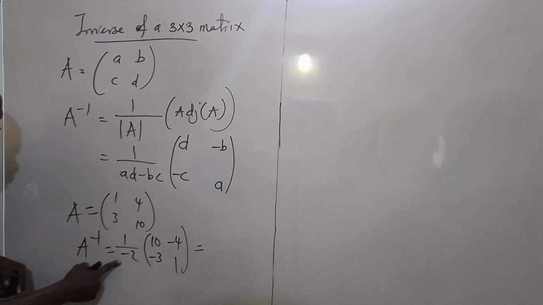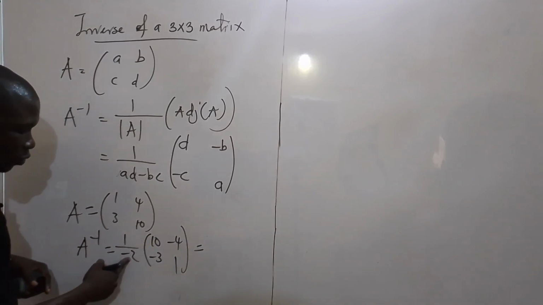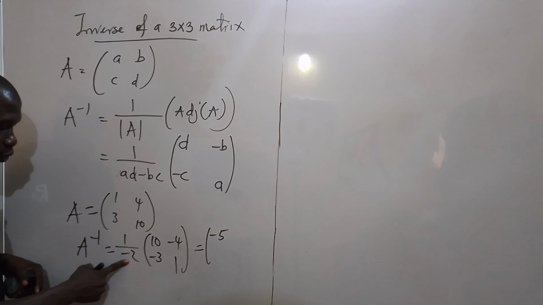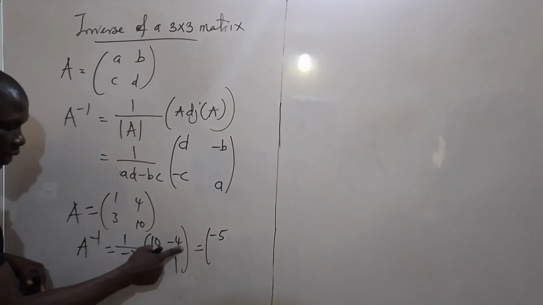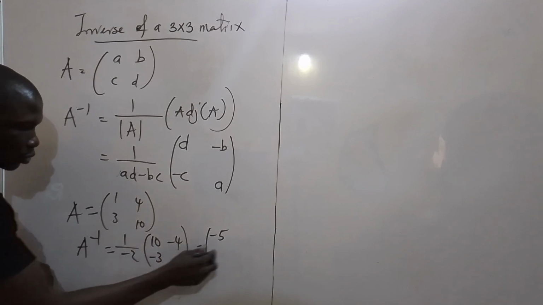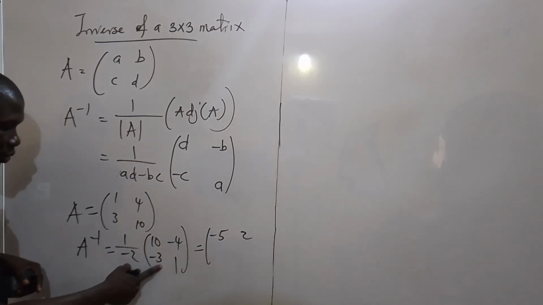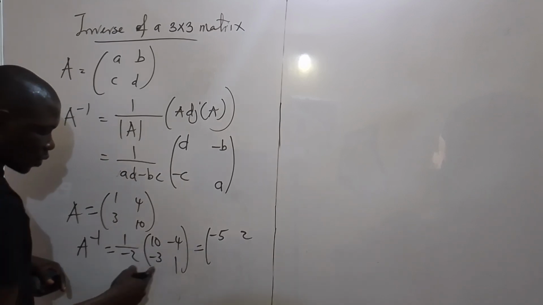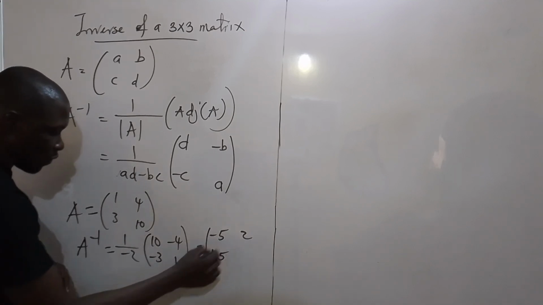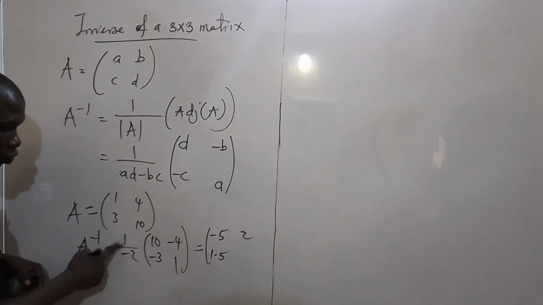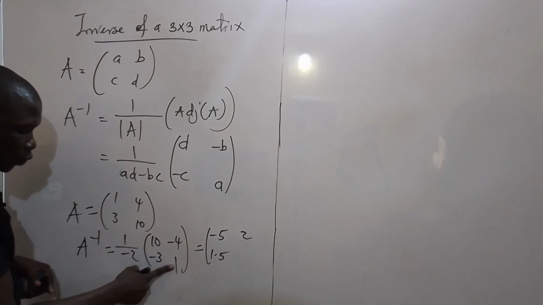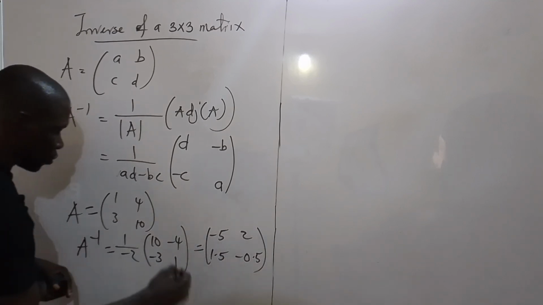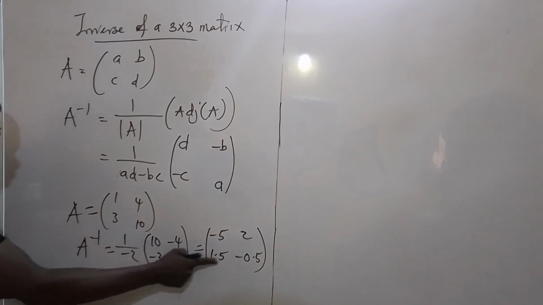So if you use the 1 over minus 2 to open up this bracket, 1 over minus 2 times 10 will mean minus 5. That is 10 divided by minus 2. Then 1 over minus 2 times minus 4, that is minus 4 divided by minus 2, that is 2. Minus 3 times 1 over minus 2, that is minus 3 over minus 2, that's simply 3 over 2, which is 1.5. And then minus 1 over minus 2 times 1, that's minus 1 over 2, which is just minus 0.5. So straight from here, the inverse of matrix A here is this.